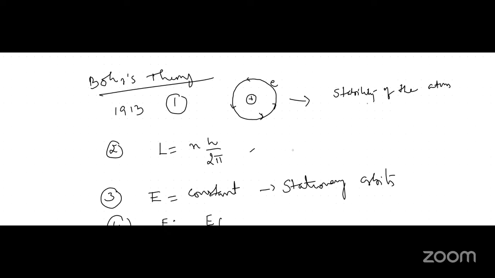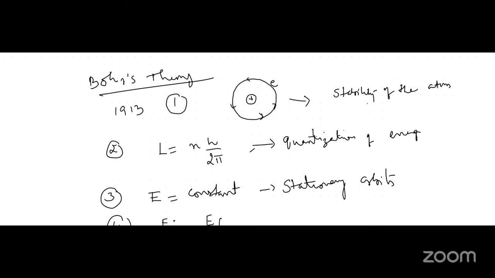Okay, the stability of the atom is going to be there. That is the first postulate which we have. Coming to the second postulate, it introduces the quantization of energy of the system.